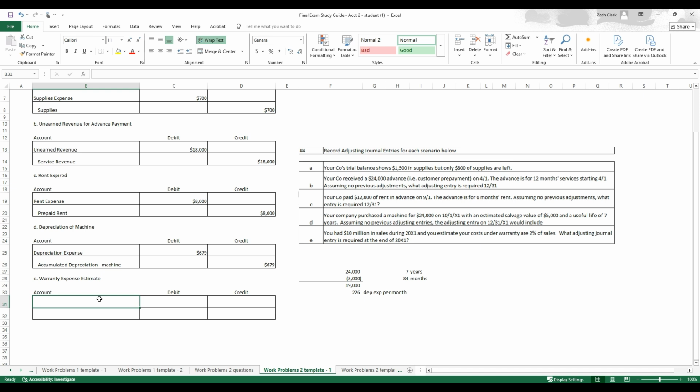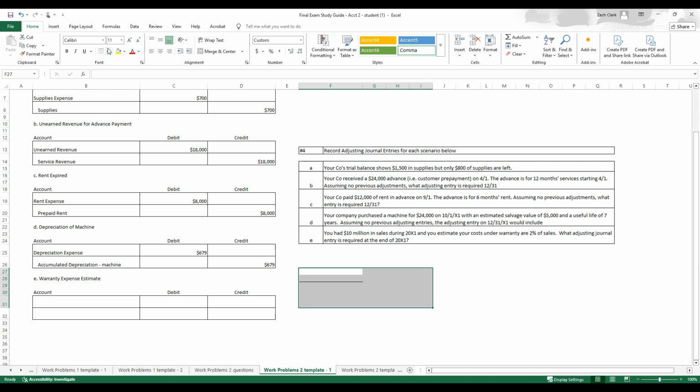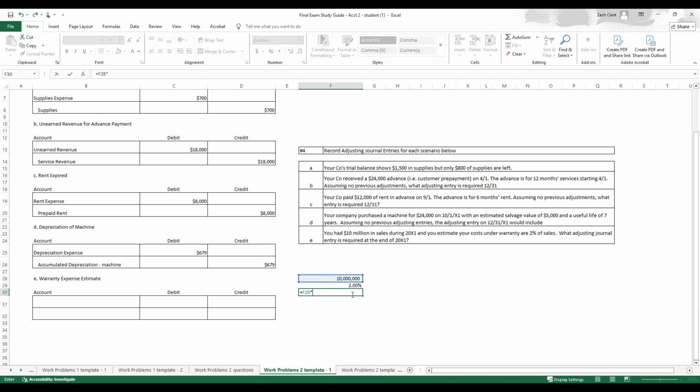Finally, warranty expense. We had 10 million in sales. And again, I'm going to copy and paste this in so I can delete this stuff out, and we can analyze the next problem. So here we had 10 million in sales and an estimated warranty of 2%. If we take 2% of 10 million, we get 200,000. And so then we just record warranty expense for that 200,000.